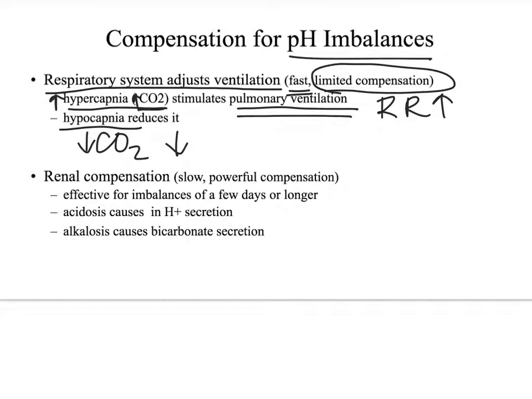Okay, now renal compensation, it takes longer, but it is more powerful, and I want you to get that. So if we're in acidosis, our kidneys are going to excrete more hydrogen ions. And if we're in alkalosis, we're going to excrete the bicarbonate ions and hold on to the hydrogen ions. And we can talk about this more when we review.